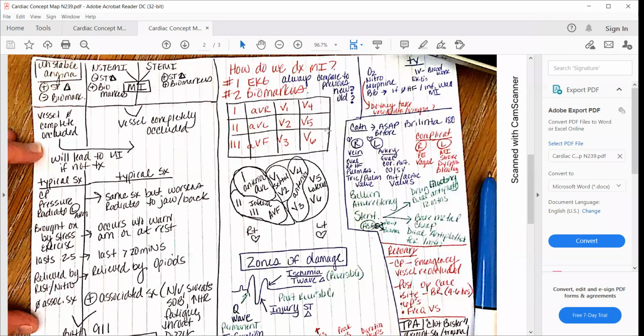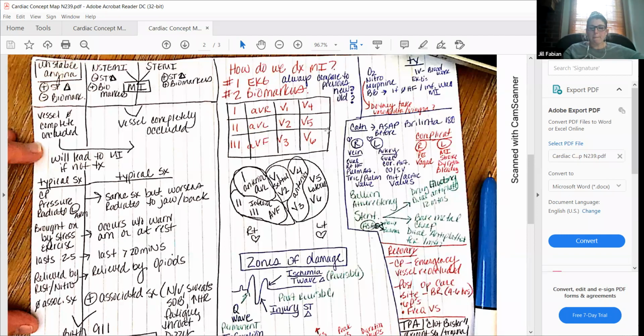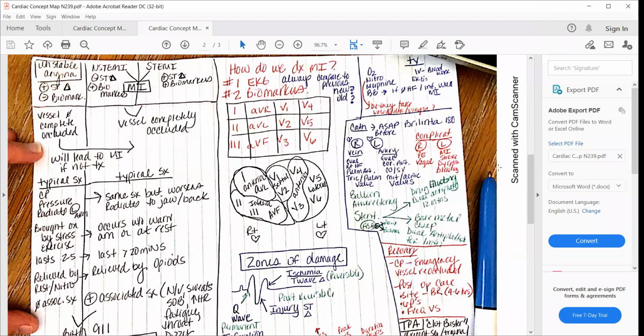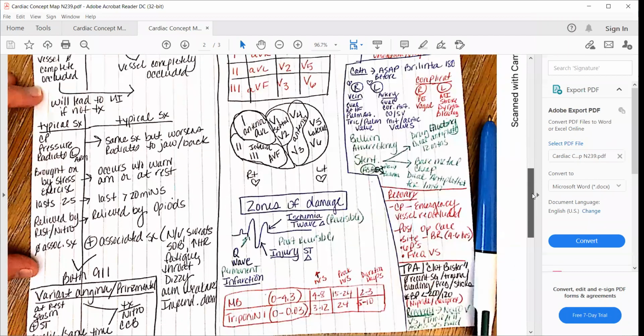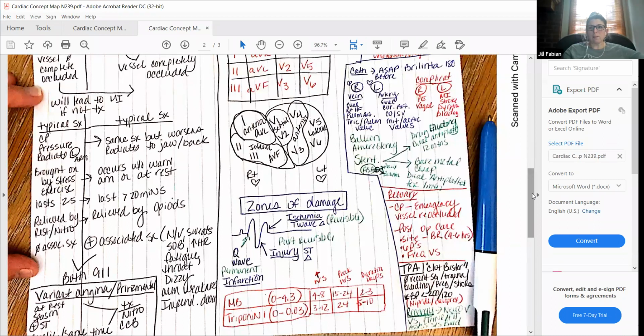Okay, that makes sense. I have a couple questions about the ST segment. Like under your zones of damage, and then you have injury, ST change. So that could be ST elevation or ST segment depression. Correct. Okay.